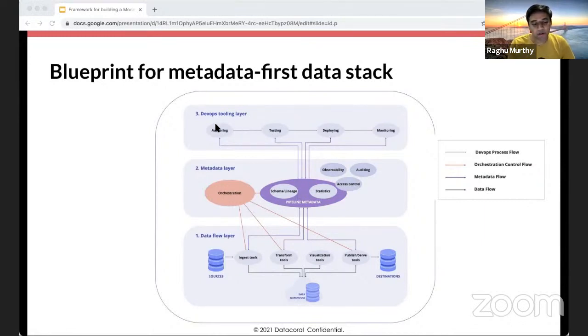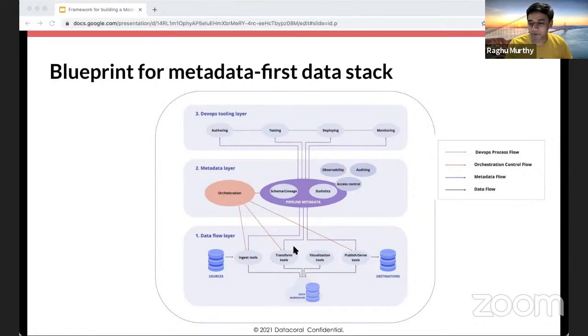And then what you can do is have your entire DevOps tooling layer, the entire DevOps flow, operate on the pipeline metadata. For example, when you're authoring something, when you're configuring a connector, let's say, you are making changes to configuration that is sitting in the pipeline metadata. Whenever the orchestration decides to trigger a job or an ingest tool, the ingest tool looks at the pipeline metadata to figure out what configuration it needs to use to fetch data from the source, right?